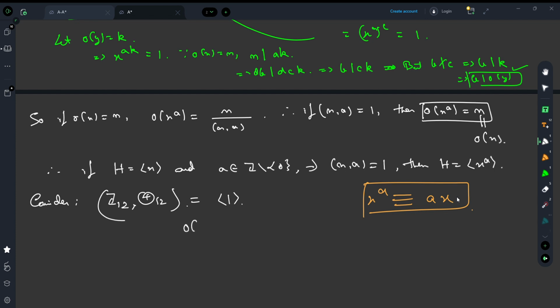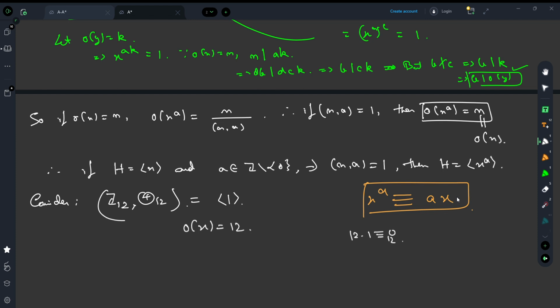So if I relate this to what we have said here, then the order of X is, what is the order of 1 in Z12? It's 12, right? Because 12 times 1 is 0 modulo 12, right? The identity in Z12 is 0, correct? Okay. What are the other generators?